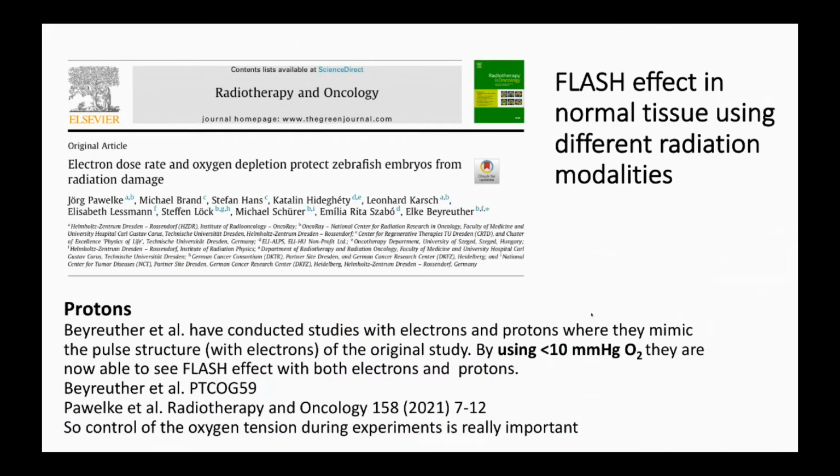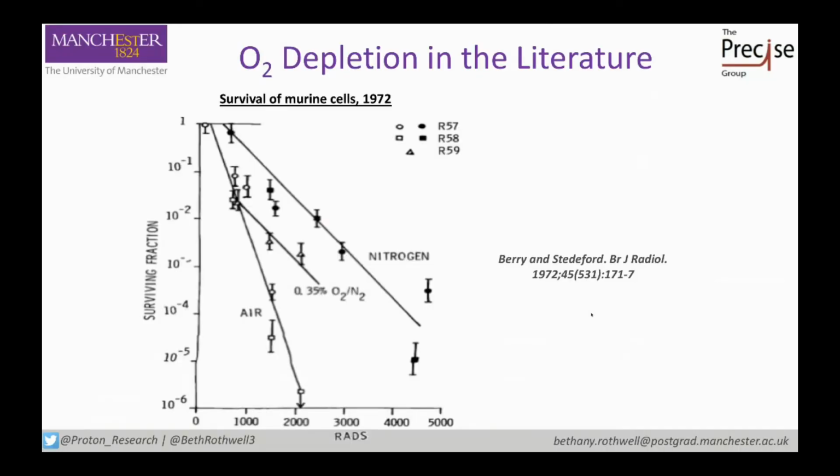But the same group have conducted further studies with electrons and protons, and they have now seen the flash effect. And it was very interesting that they had to use low oxygen tensions to be able to see it. So the control of the oxygen tension is obviously really important here. And if we go back to the old literature, again, this is looking at when you see the flash effect. And again, oxygen tension appears to be really important.